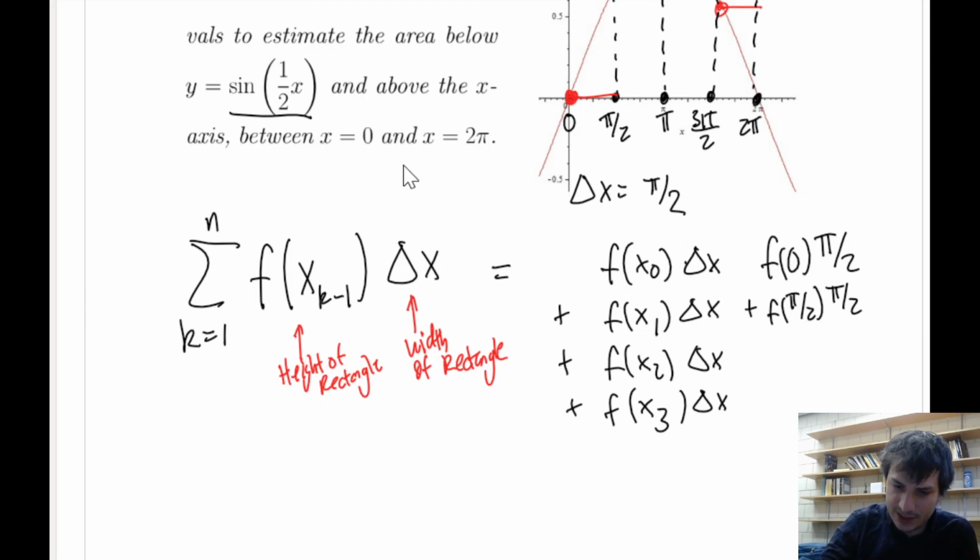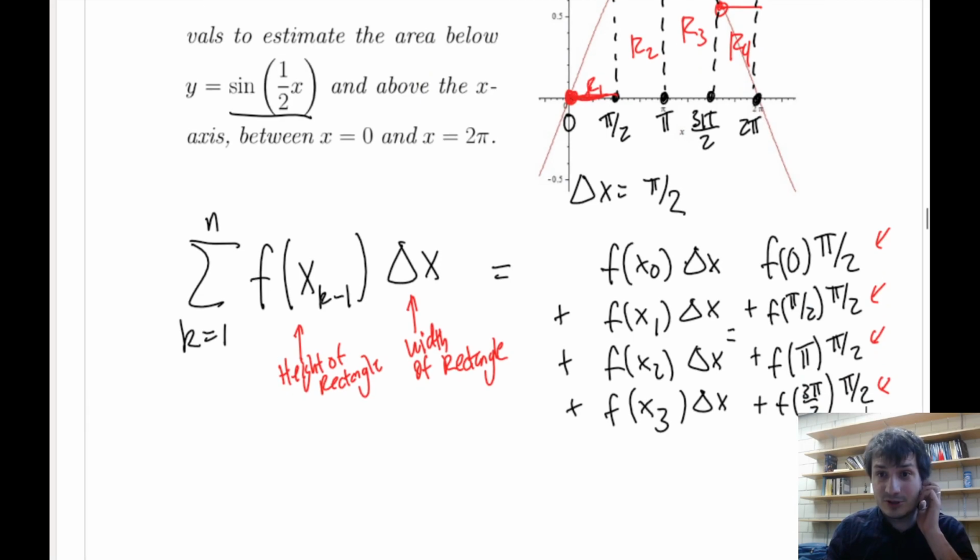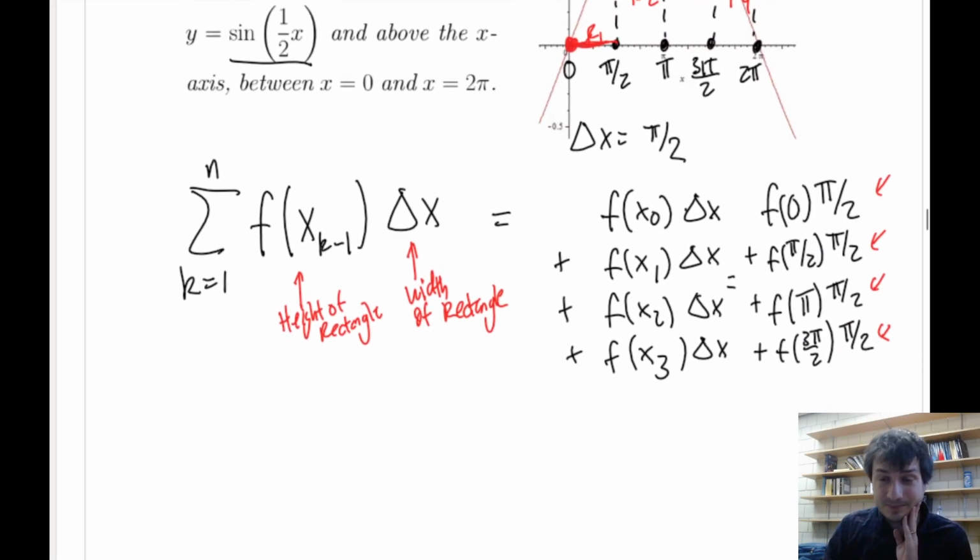F of x2 is f of pi times pi by 2. And f of x3, that's the third point, f of 3 pi by 2 times pi by 2. So I'm really writing down the formulas for the areas of these 4 rectangles: rectangle 1, rectangle 2, rectangle 3, and rectangle 4. That corresponds to these 4 terms exactly. Okay.